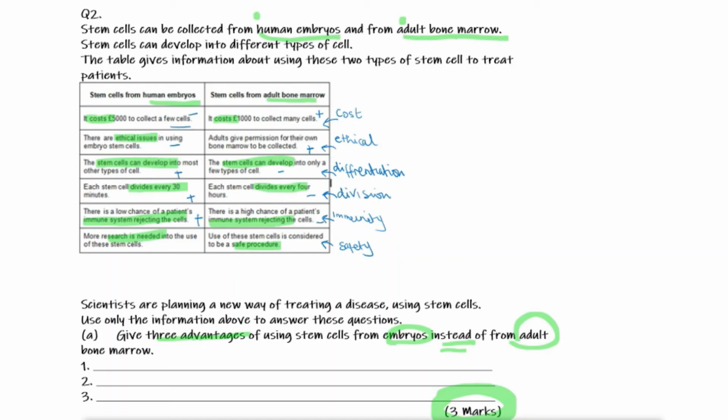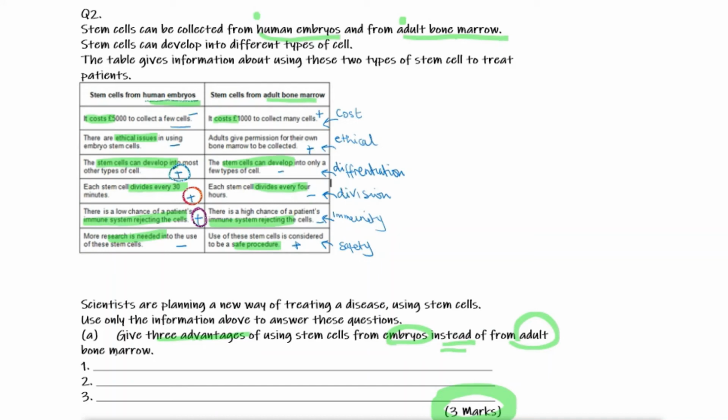More research is needed into the use of these stem cells for a human embryo, but for an adult bone marrow, we know it's a safe procedure again. That makes it a positive point for the bone marrow, and because more research is needed, a negative point for the human embryo. So for the 3 advantages of using stem cells from embryos instead of from adult bone marrow, we're going to look at the positives on the side of the human embryo. And we can see we have 3 positives here.